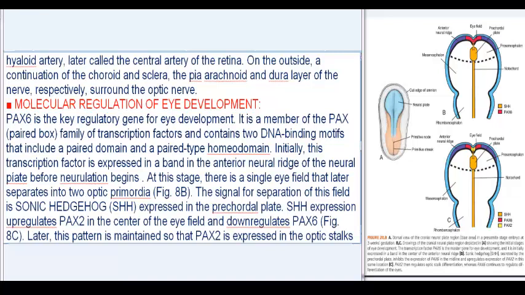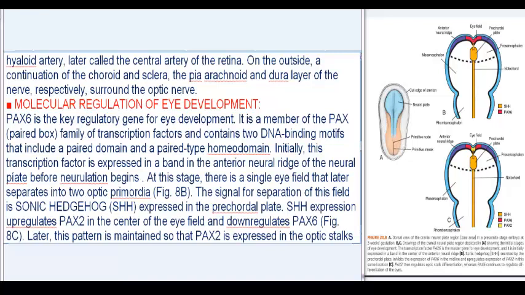Initially, this transcription factor is expressed in a band in the anterior neural ridge of the neural plate before neurulation begins. At this stage, there is a single eye field that later separates into two optic primordia, Fig. 8b. The signal for separation of this field is sonic hedgehog, SHH, expressed in the prechordal plate.